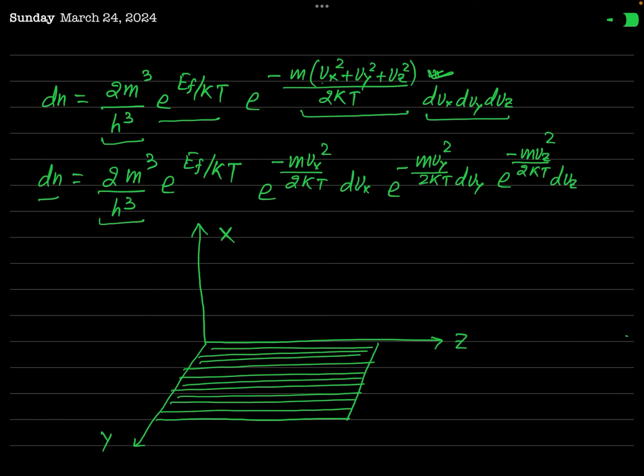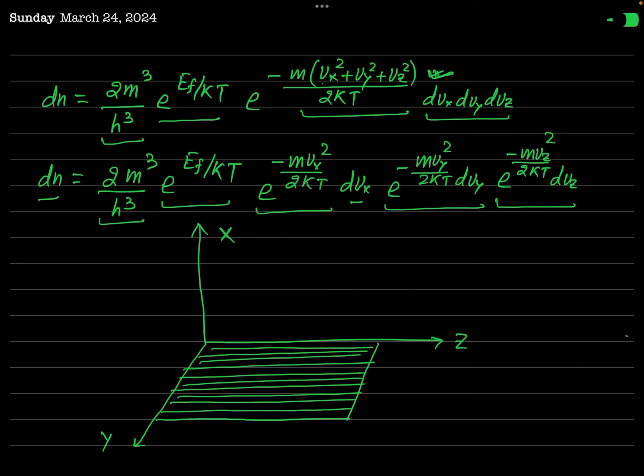This is 2m cube over h cube e to the power ef by kt times e to the power minus m vx square over 2kt dvx, e to the power minus m vy square over 2kt dvy, and e to the power minus m vz square over 2kt dvz. Okay, now let us consider our metallic specimen.